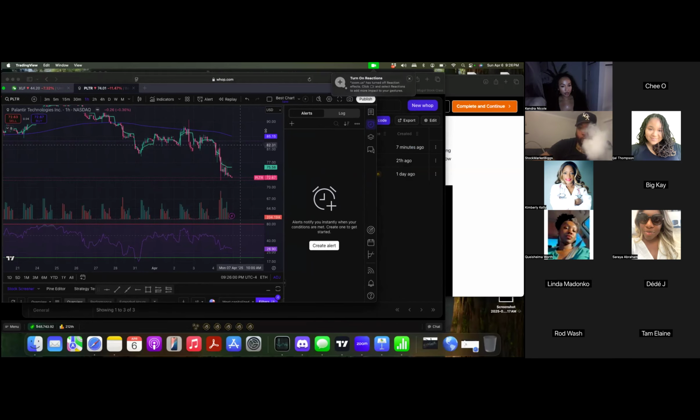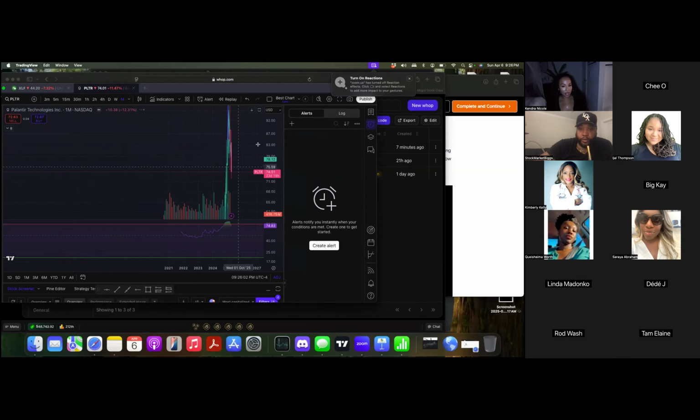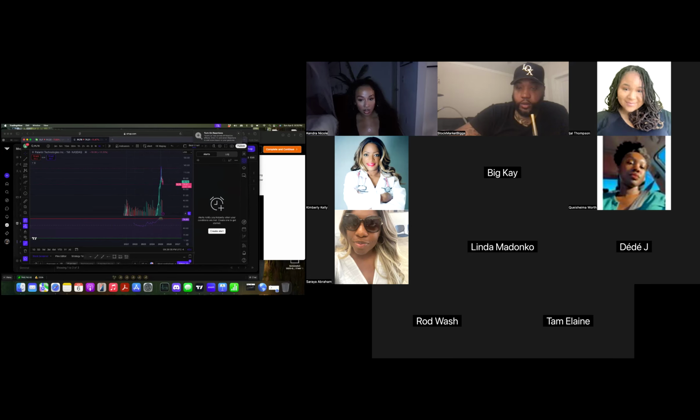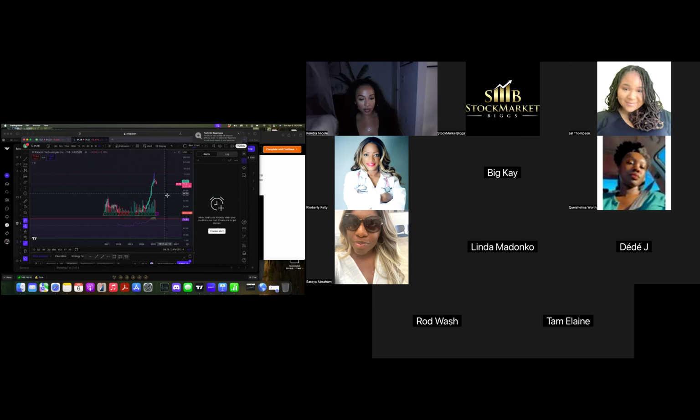So we can do a top-down analysis here. We can look at the big picture. Okay, so let's look at Palantir on the month. We can see Palantir broke out of its bullish trend. You guys also see here, I have the RSI. When you see it up here, over 80, we are overbought.